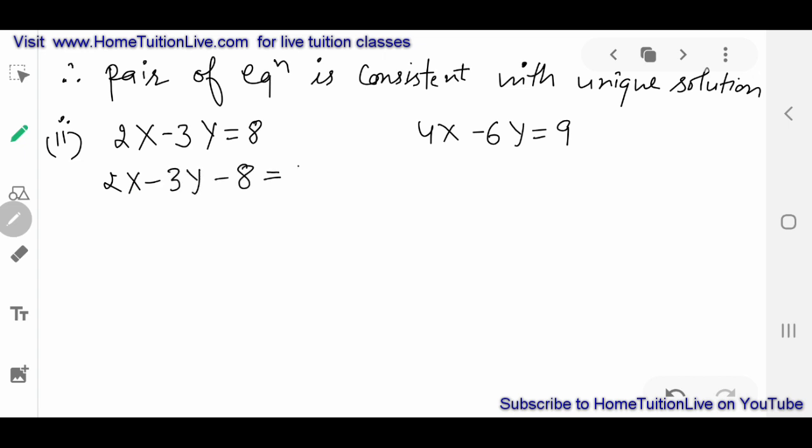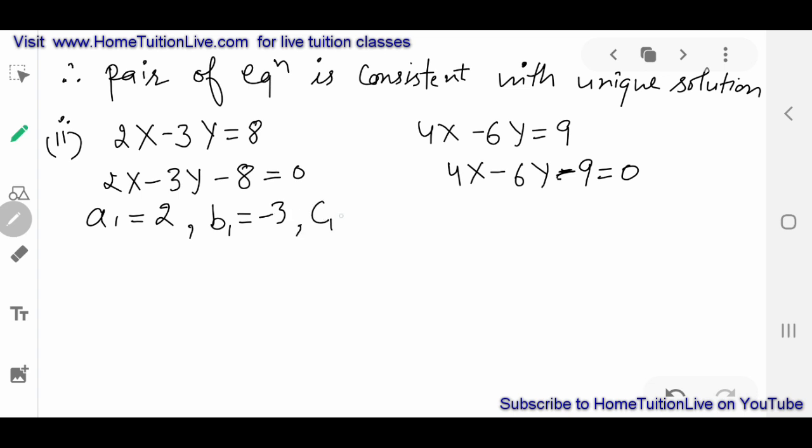This time I took the constant term on the left hand side, so it will be easy for you students. Now minus 9. So here a1 is 2, b1 is minus 3, c1 is minus 8. Here a2 is 4, b2 is minus 6, c2 is minus 9.